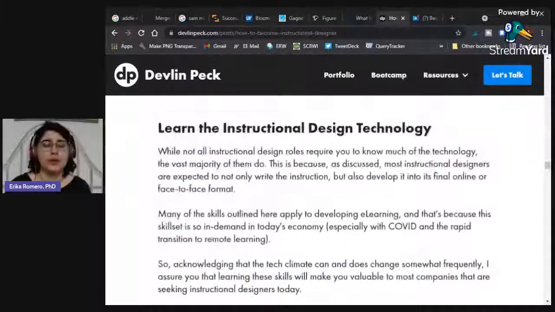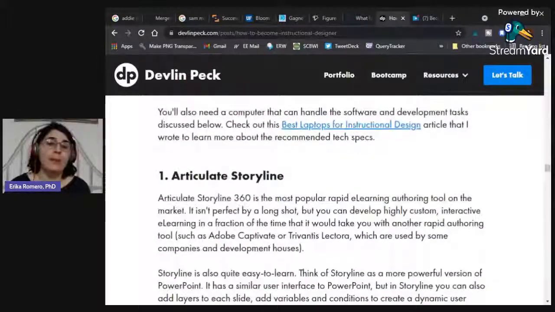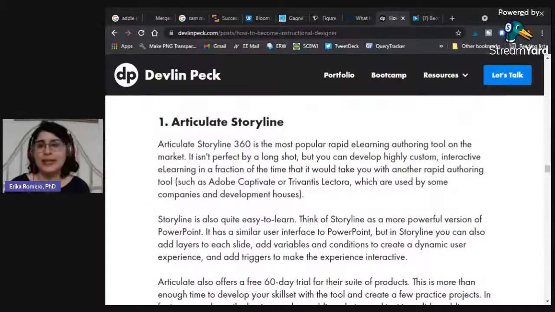important tools for instructional designers. And so the top one is Articulate Storyline. So Articulate 360 is an expensive tool, right? But it has different elements to it. And you can do a 60-day free trial. That's what I'm currently doing. And you can teach yourself the tool if you haven't used it before.